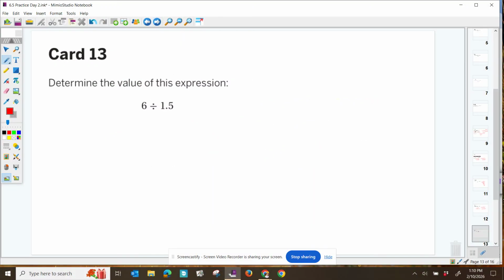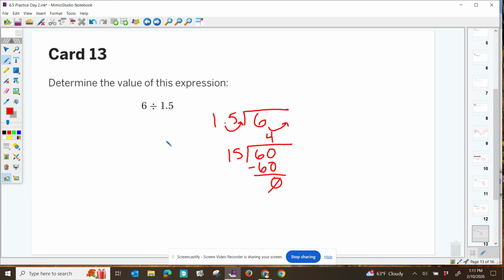Number 13. Oh, nice. 6 getting divided by 1.5. Move that once, move that once. It's how many times does 15 go into 60? That is in my multiplication chart. It goes in there 4 times. 4 times 15 is 60. Boom. 4. This is my answer.